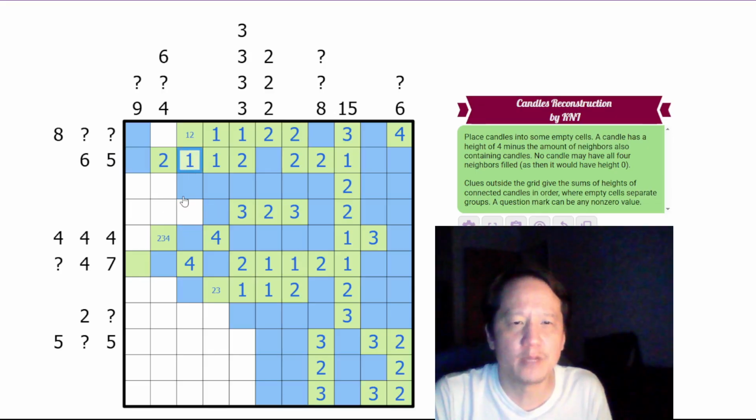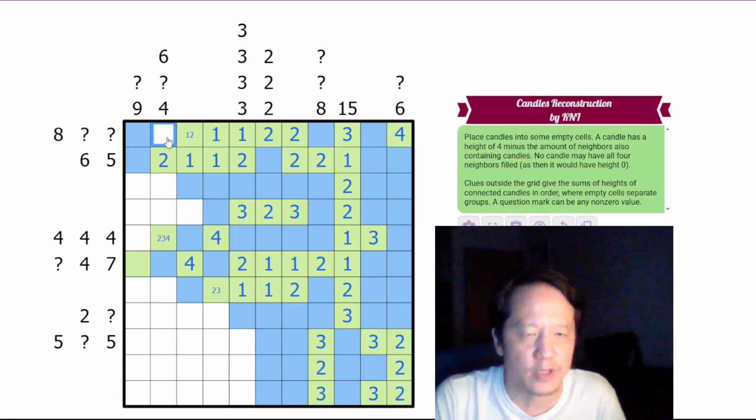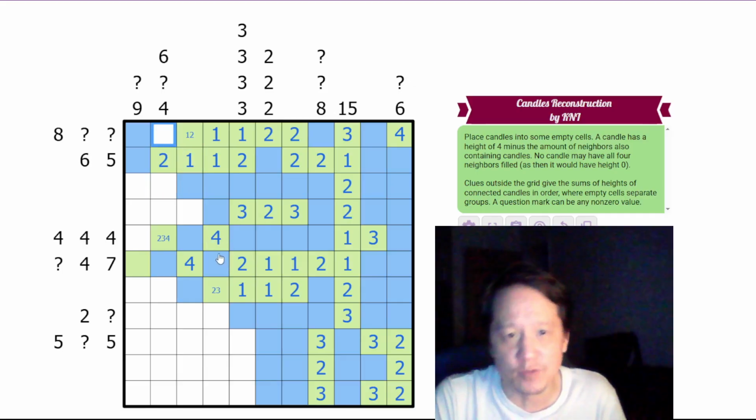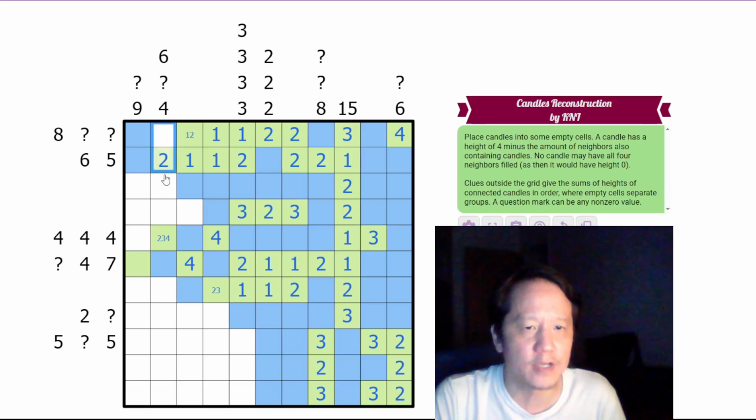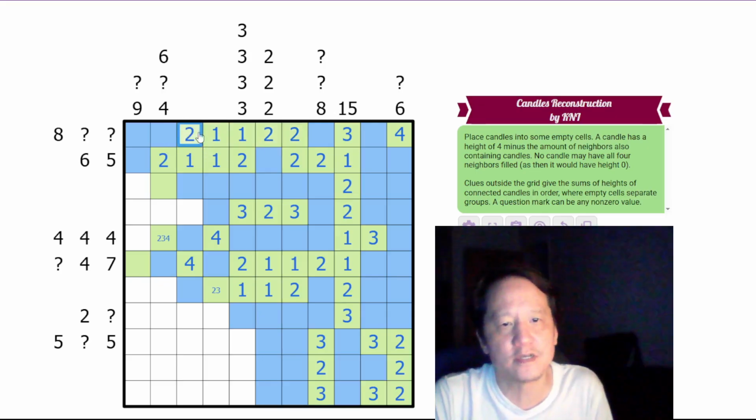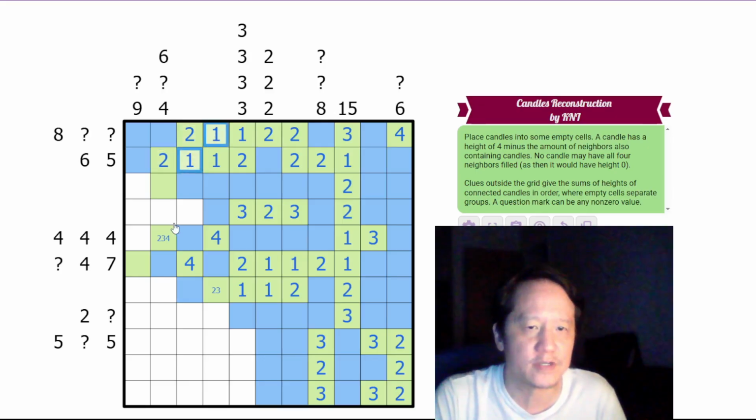So we have 1 neighbor with candle. One of these has to be a neighbor with candle. It cannot be this one, because if this is the neighbor without candle, this is only going to be 2, and 2 adding up to 6. So this has to go this way, which means these are the neighbors with candles. This cannot. So this adds up 2, 2, 4, 6, and 8. This does have 2 neighbors with candles, so that satisfies that.